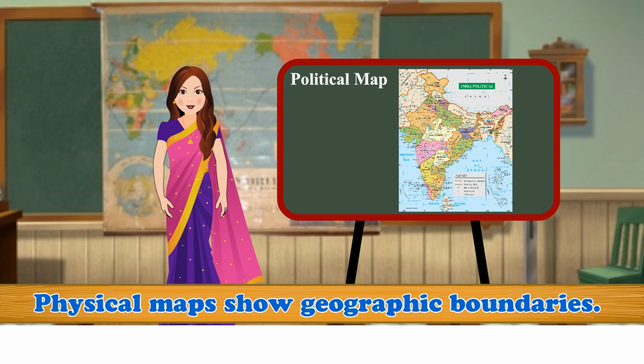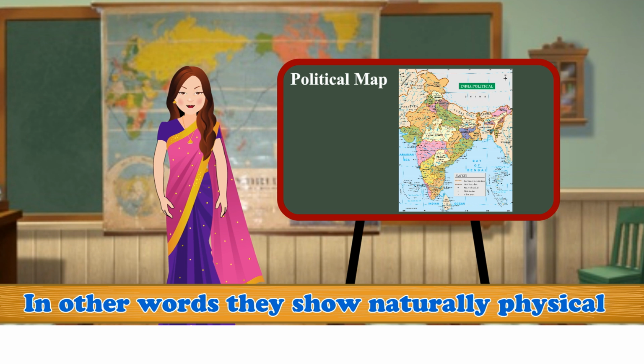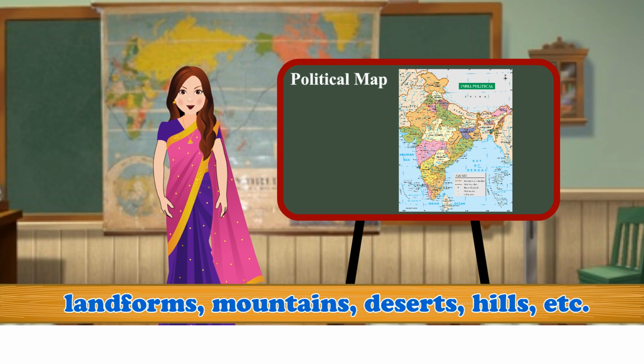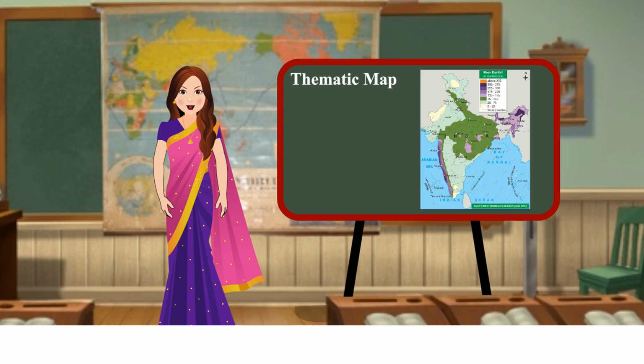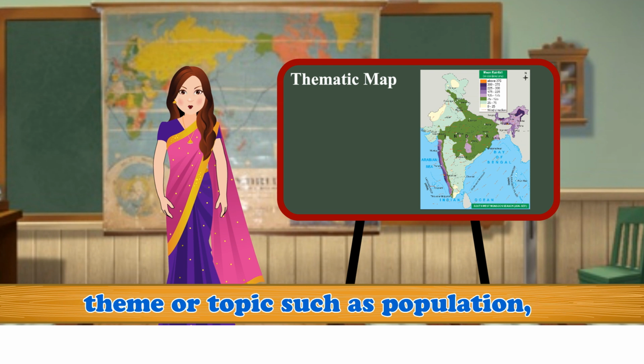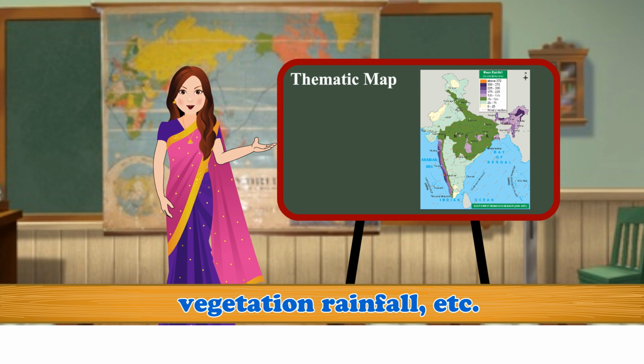Physical map. Physical maps show geographic boundaries. In other words, they show natural physical features such as water bodies, rivers, landforms, mountains, deserts, hills, etc. Thematic map. This type of map usually focuses on one theme or topic such as population, vegetation, rainfall, etc.